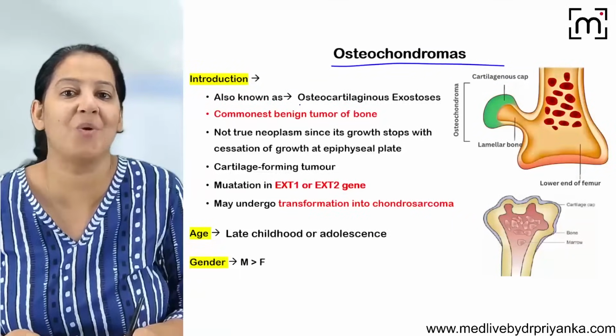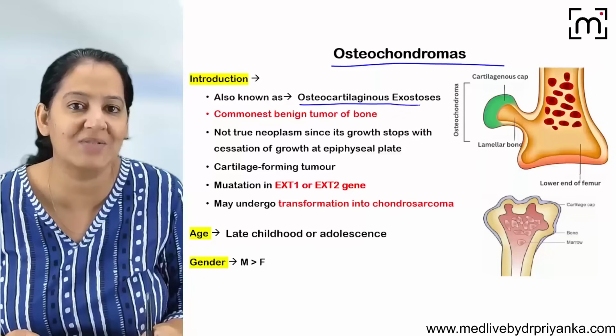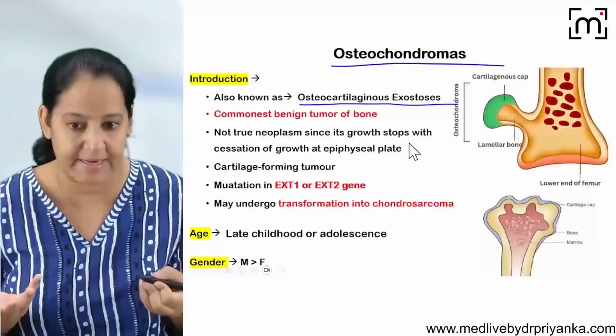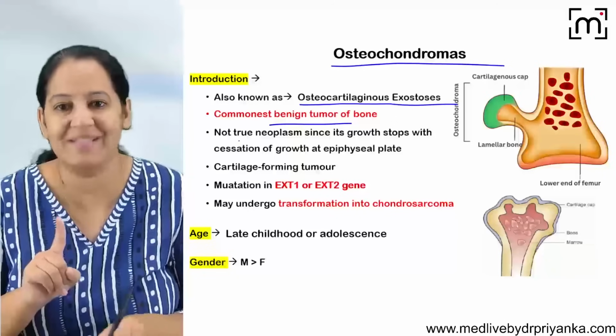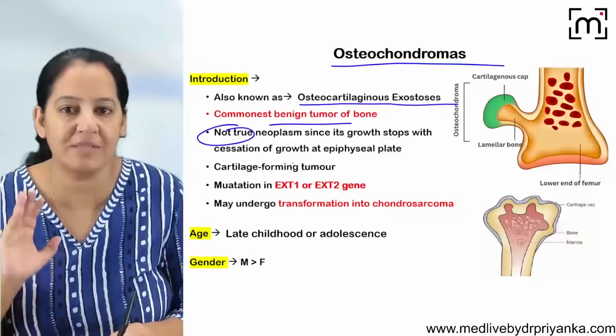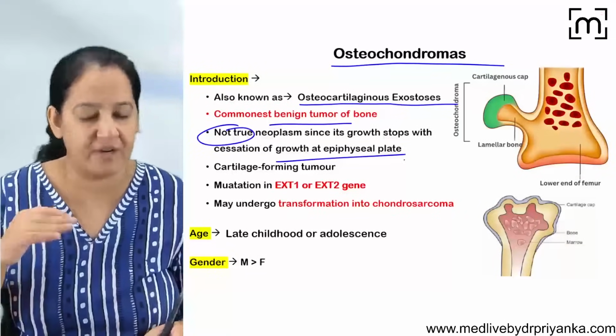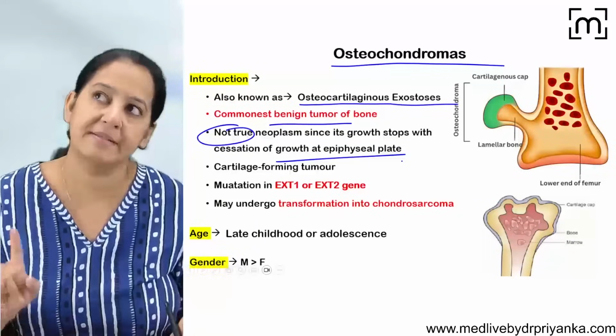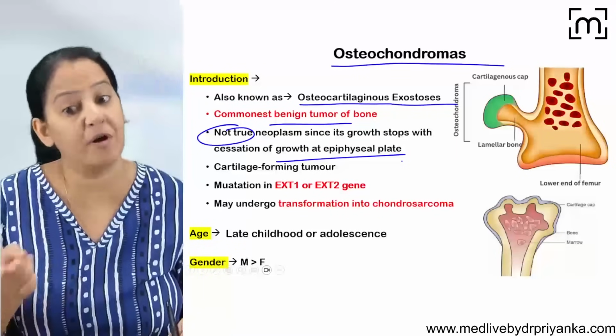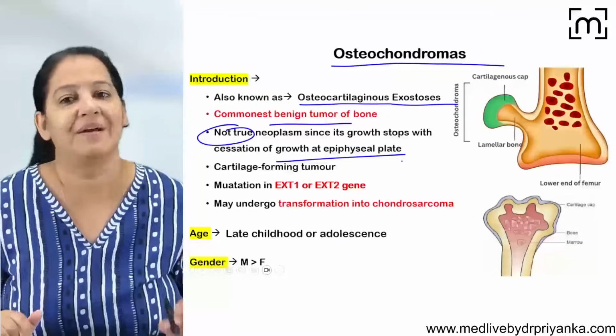Osteochondroma, also known as osteocartilaginous exostosis. Learn the other name. It is the most common benign tumor, but it's not a true neoplasm because the growth ceases after the closure of the growth plate. That's why it's not a true neoplasm. It's the most common benign tumor, but the most common true benign tumor is osteoid osteoma. You have to mind it.